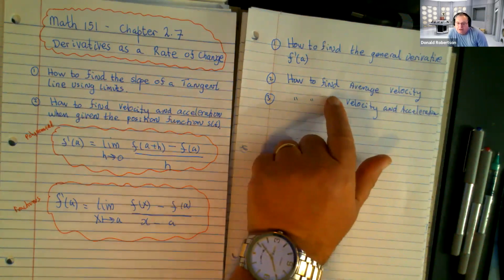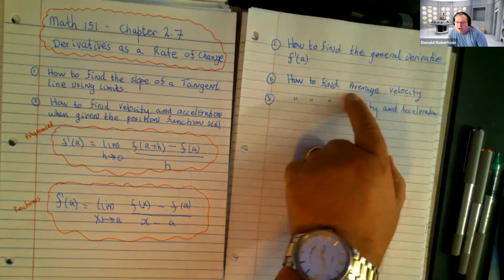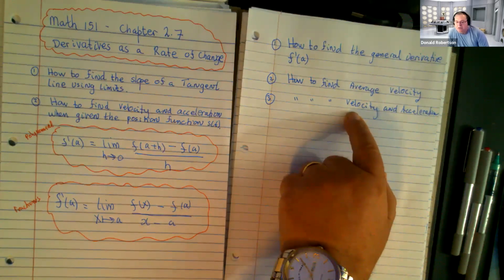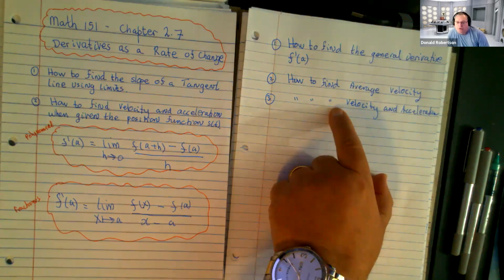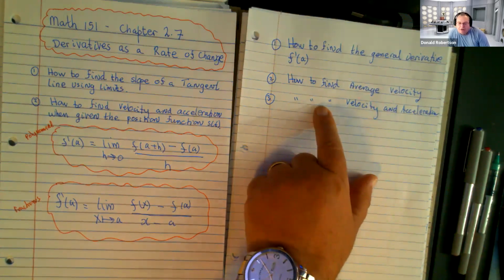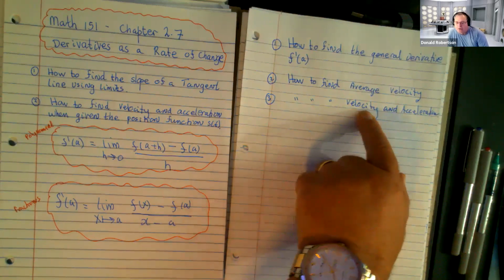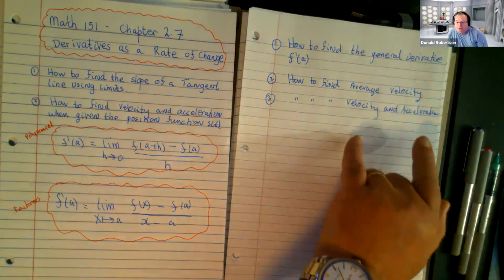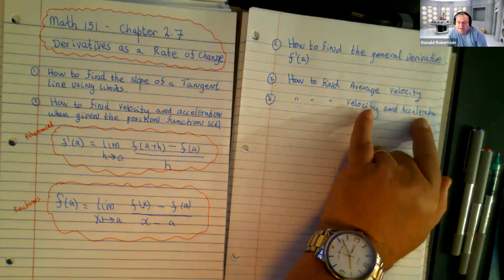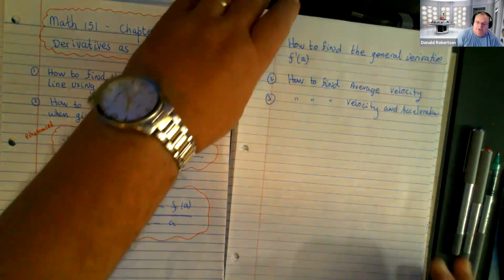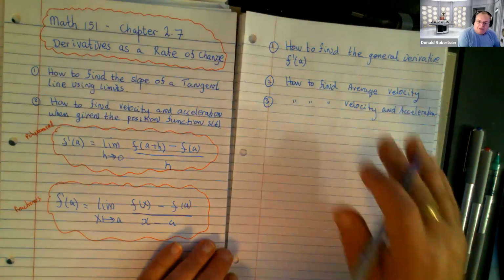And then we're going to look at calculating average velocities, and then how to calculate velocity and acceleration. Technically you call them instantaneous velocity, but most of the time we drop the word instantaneous. We just say velocity and acceleration. So these two are going to be used as an application of one of the very many things you can do with derivatives. Right, so return back to the first one.